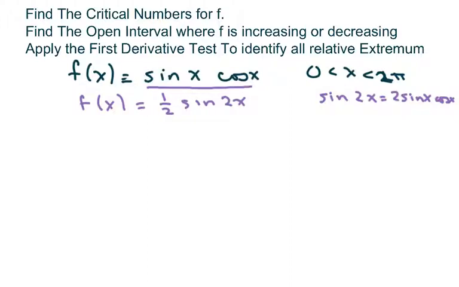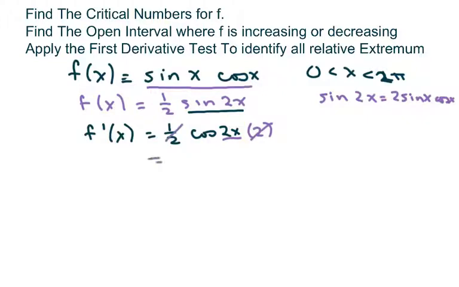So you take the derivative of this, you're going to get 1/2. The derivative of sine of 2x is cosine of 2x. Then you have to take the derivative of the inner function part here, and that's just going to be 2. Well, 2 times 1/2 is just 1. So we're left with cosine of 2x, and we set this to 0.